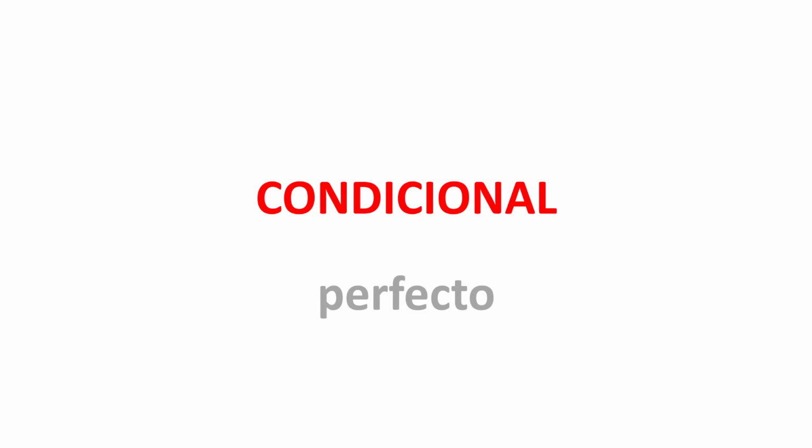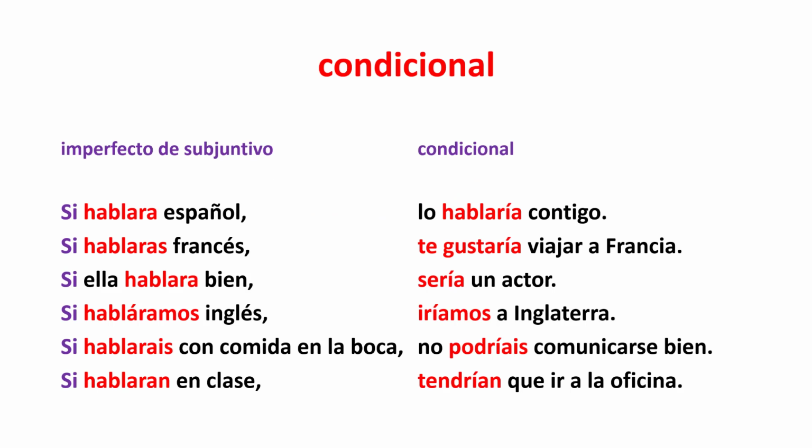I'm going to take this up another level and we're going to add perfects in with this. So here's our original sentence. If I spoke Spanish, I would speak it with you. Let's add the perfect tense into this. If I had spoken Spanish, I would have spoken it with you. Notice again, right after the if part of the phrase is going to be the past subjunctive.